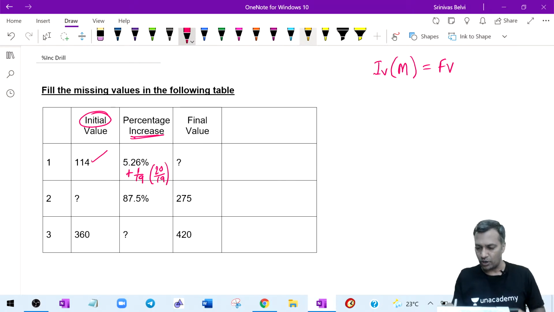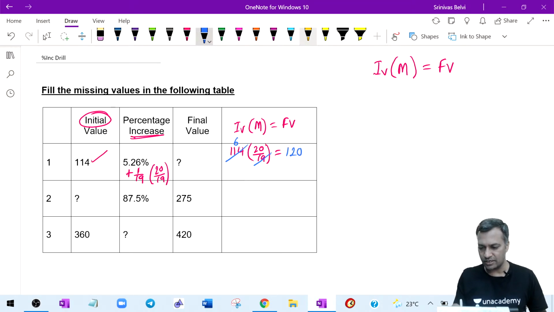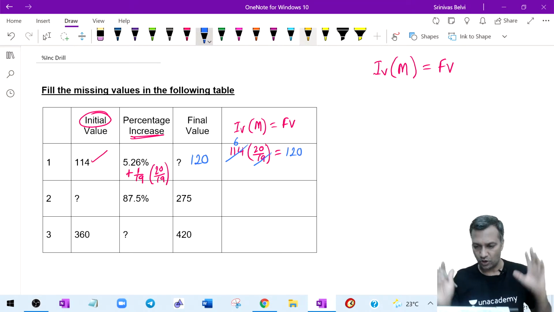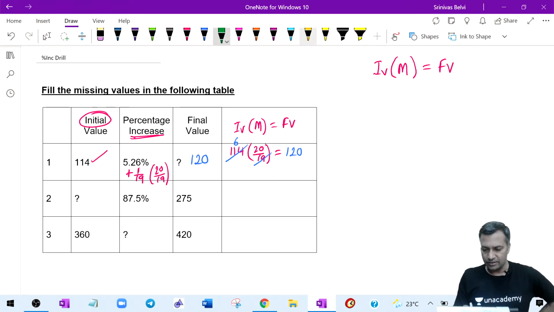Let me write the output. How will the output be? Initial value, then I write the multiplier, and then comes the final value. What is the initial value? 114. What is the multiplier? 20 by 19. What does that give me? The final outcome. 19 one time 19, 19 six times 114, 20 into 6, which becomes 120. Which becomes the final value. All right.